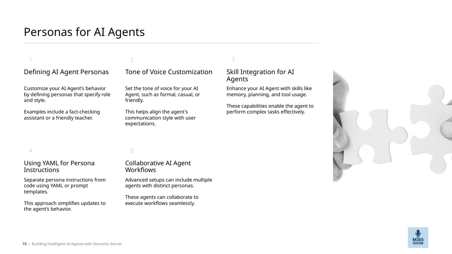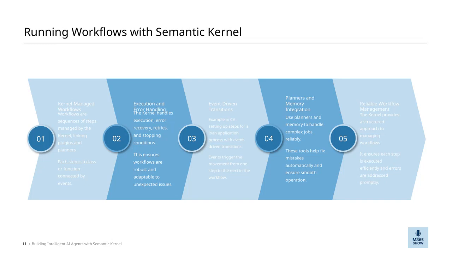Finally, defining specific personas is key. You can tailor behaviors by establishing roles and styles, for example, creating a fact-checking assistant or a friendly teacher. This way, each AI agent can be specialized to fit the particular needs of your application, making the overall experience more personalized and effective. Let's take a closer look at how workflows operate within the Semantic Kernel.